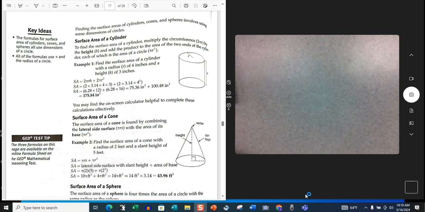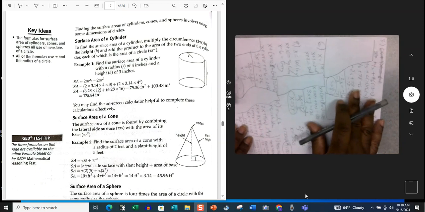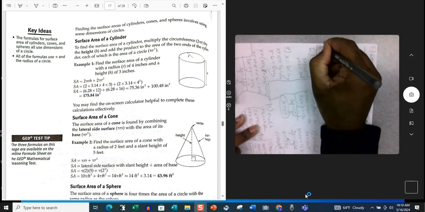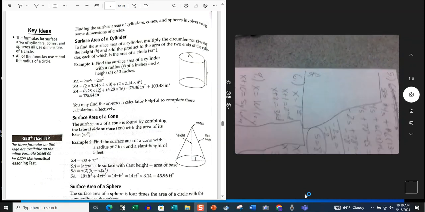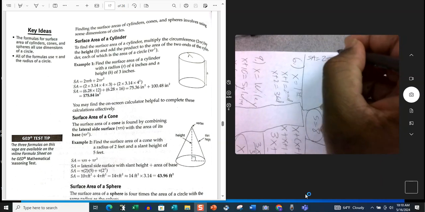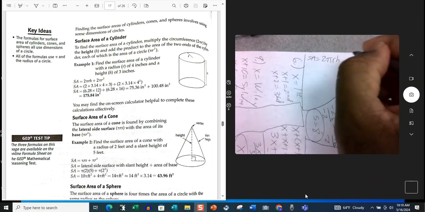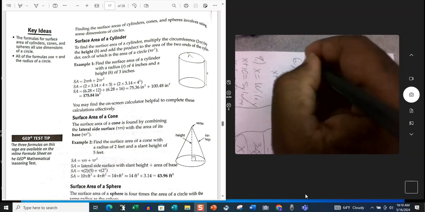Now, what we need to do is write down those formulas. Okay, so now, with those formulas, I'm going to write it here. We're going to do the surface area of a cylinder. Try and make this a little bit closer. So the surface area of a cylinder is 2 times pi times the radius times the height plus 2 times pi times radius squared. That is the surface area of a cylinder.